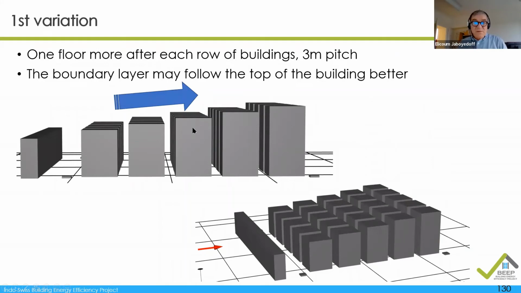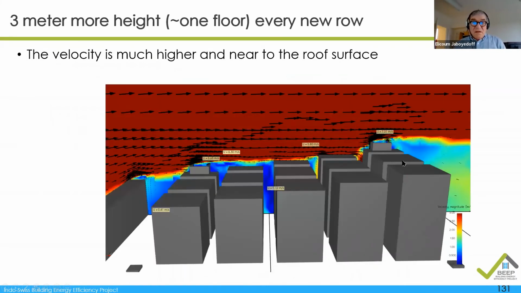It doesn't mean it's possible to do it this way, but if you add one floor at each row of buildings, following the wind direction, then you are getting a much better wind velocity on the roof. And now, in the case of 5 meters per second at 10-meter height, you may get a velocity in the range of 6-7 meters per second following almost the roof level.